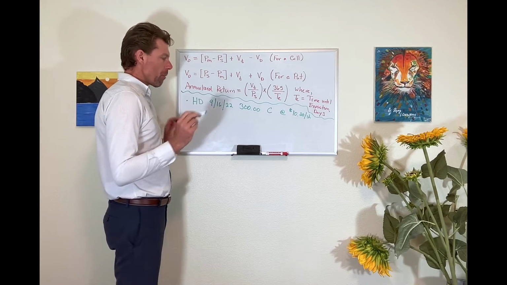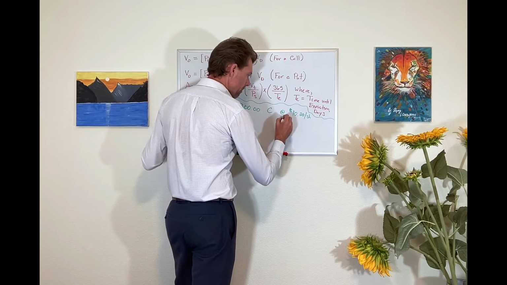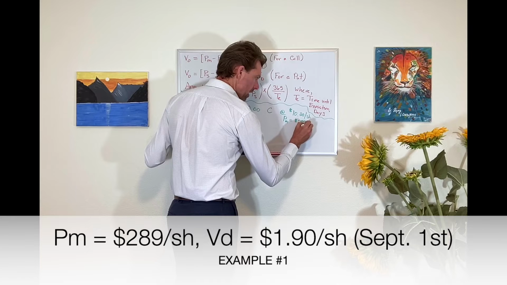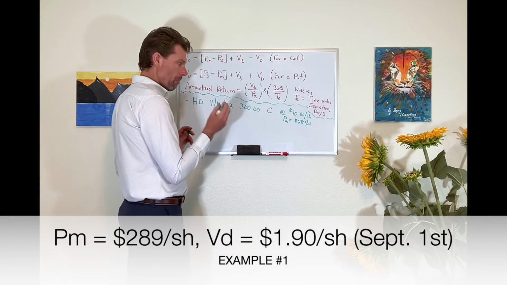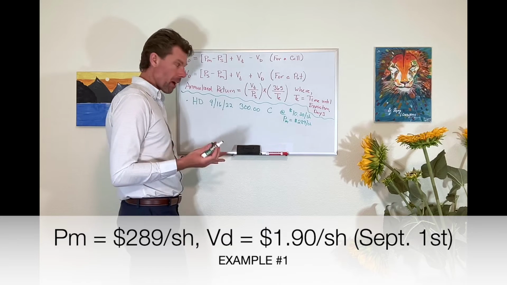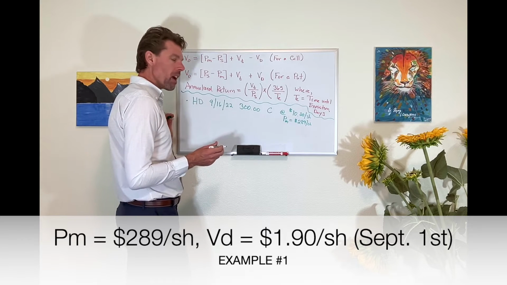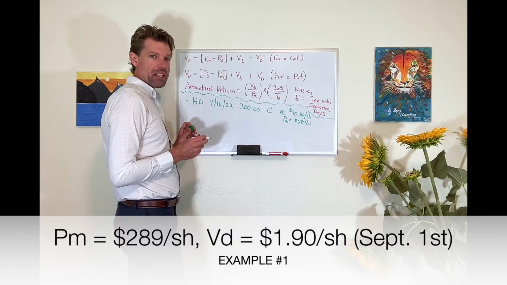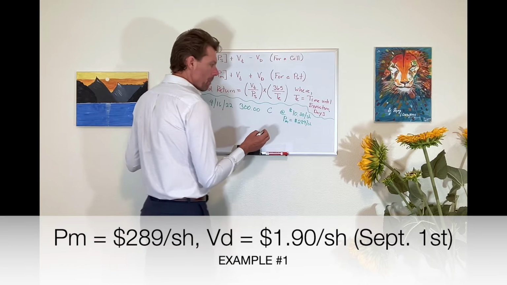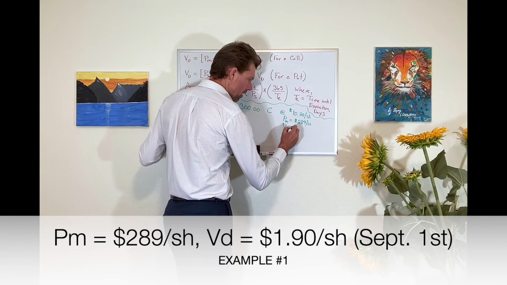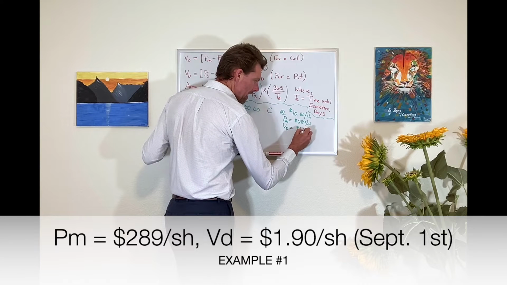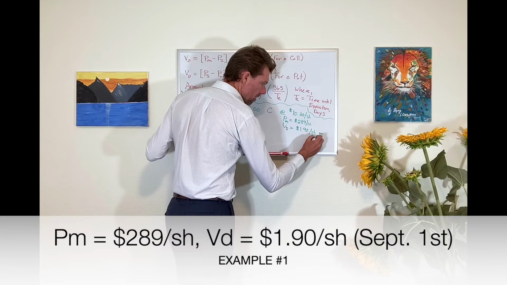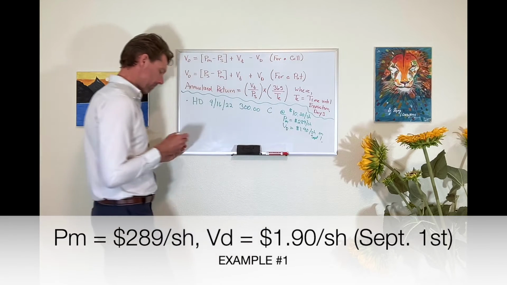Okay, now I will also acknowledge that PM is currently $289 a share. If you don't remember what PM is, that's the market price or the current share price that Home Depot is trading at on the market. I also took a look and found that it is going to be paying a dividend, and the dividend that Home Depot will be paying will be $1.90 on September 1st. I'll tuck that little fact away right there.